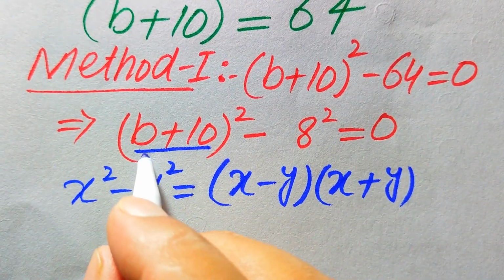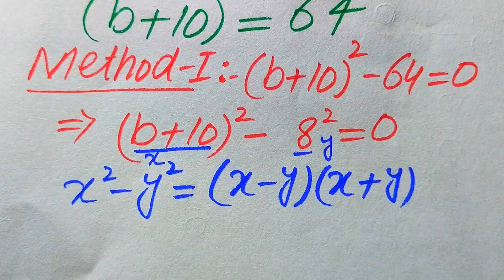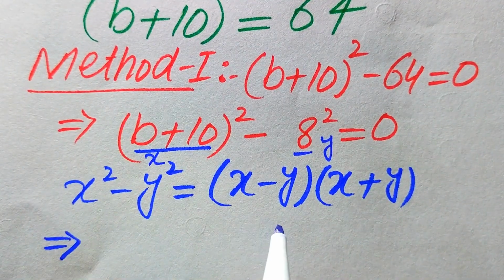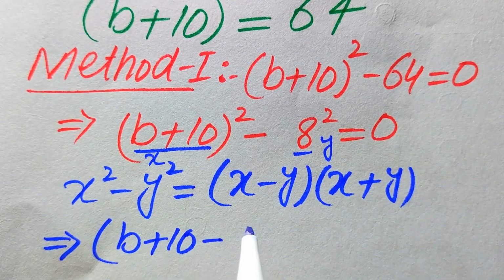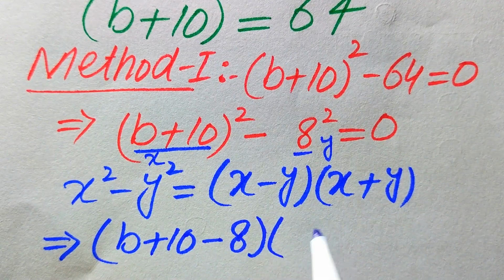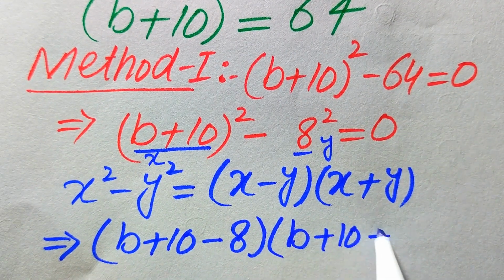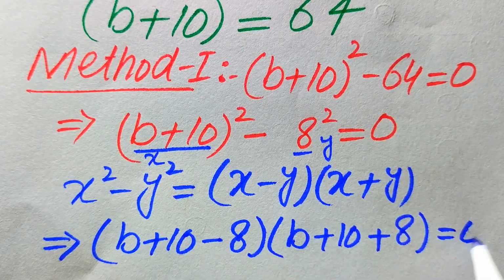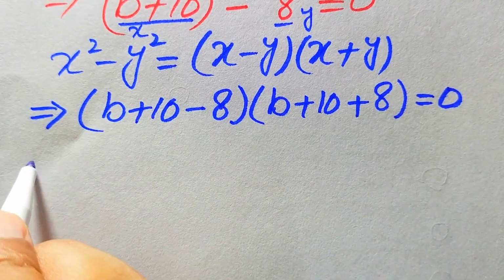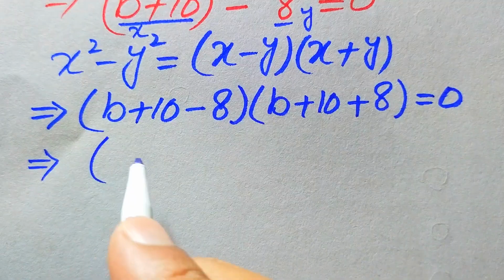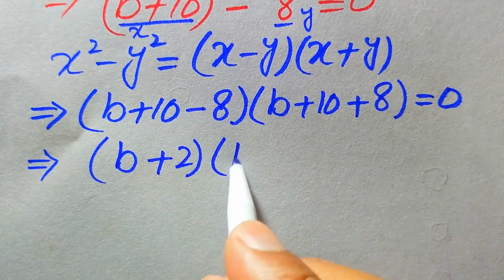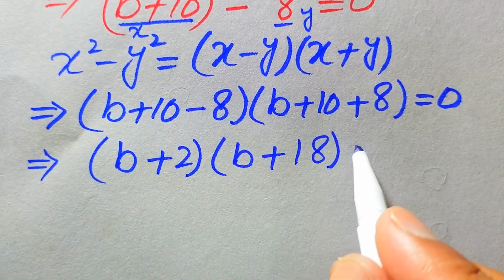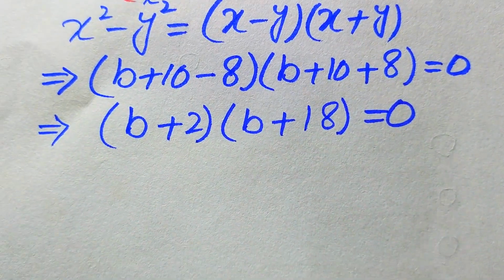the base of this term is our x and the base of this term is our y. So we substitute the values of x and y in the right hand side of this formula, and this becomes x − y. The value of x is b + 10, minus the value of y is 8, multiplied by again the value of x is b + 10, plus the value of y is 8, and this whole equation equals 0. In the next step, we simplify: 10 − 8 becomes 2, and 10 + 8 becomes 18, and this whole equation equals 0.